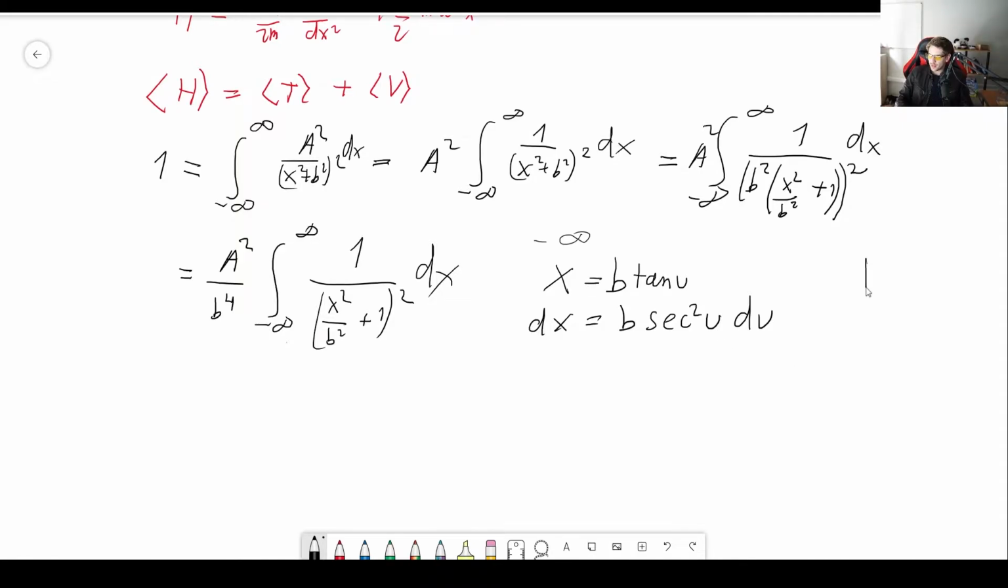Well, if you remember the form for the tangent, or maybe it's actually a bit easier if we see it like this, right? Considering that the tangent is sine over cosine.